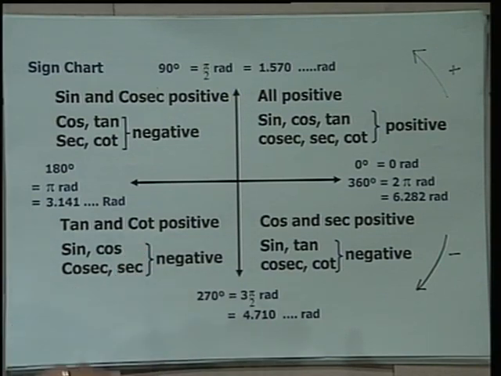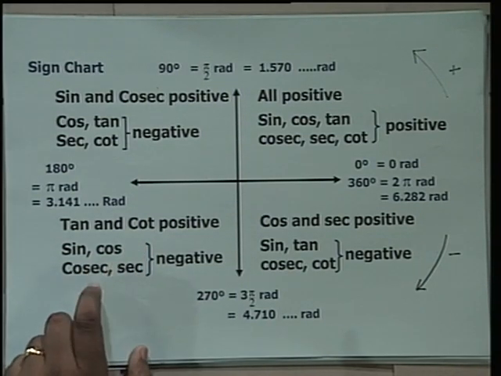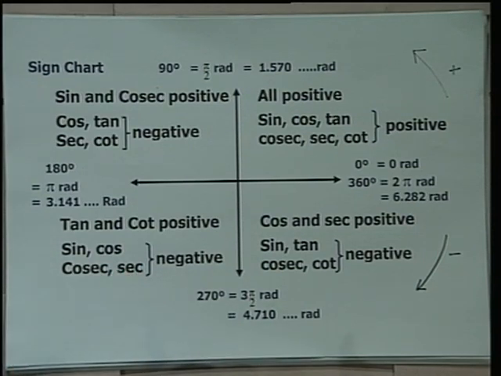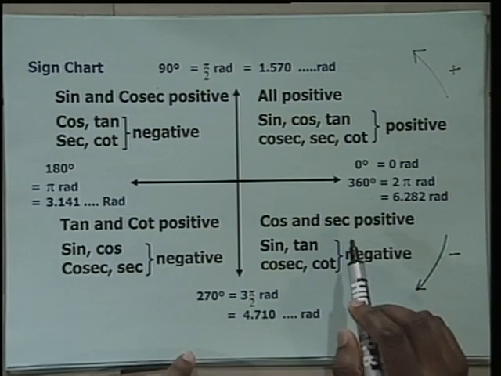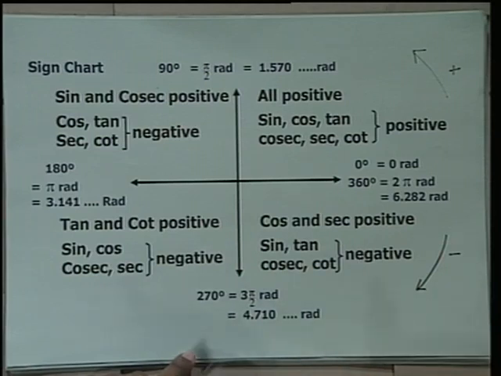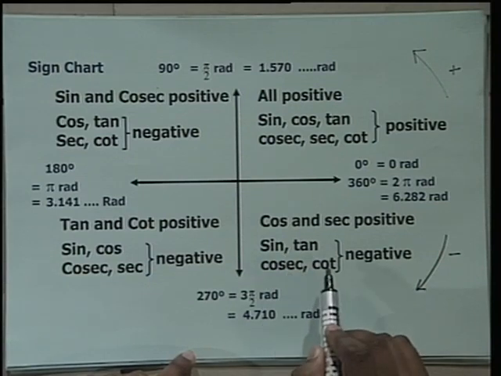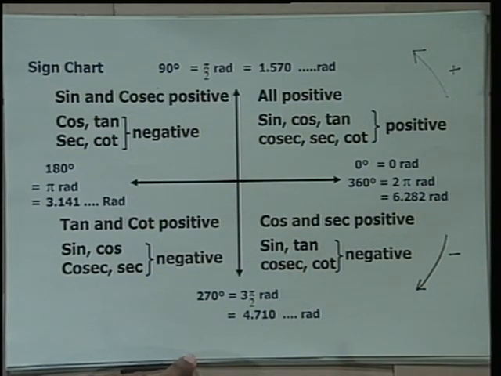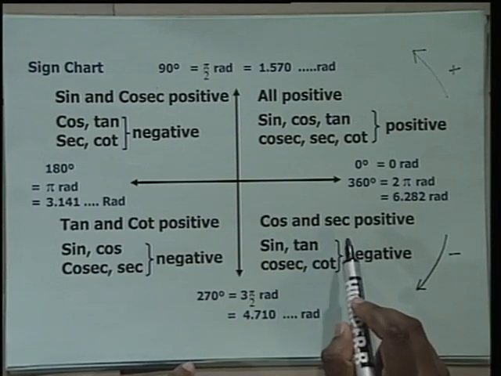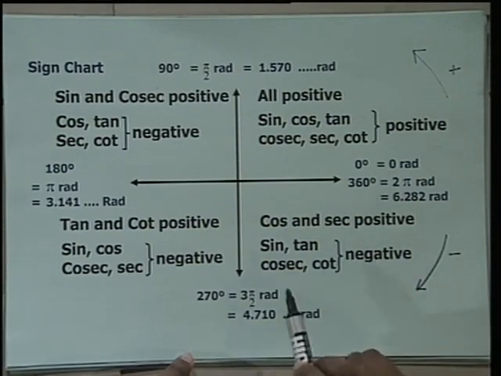Tan and cot of 4 radian will be positive, but sine, cos, cosec, and sec will be negative. Similarly, in the fourth quadrant, cos and sec of angles will be positive, but sine, tan, cosec, and cot will be negative. Let's take an example in the fourth quadrant.